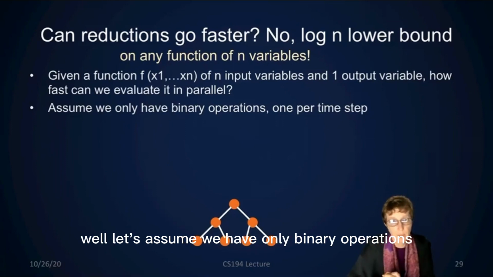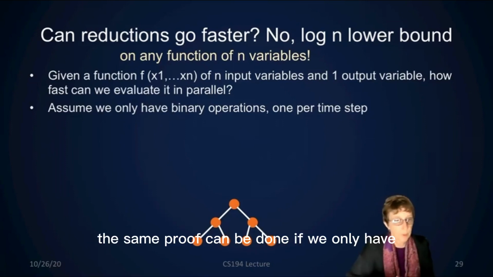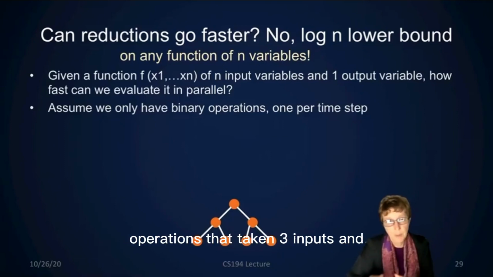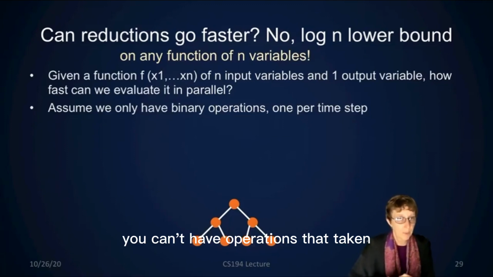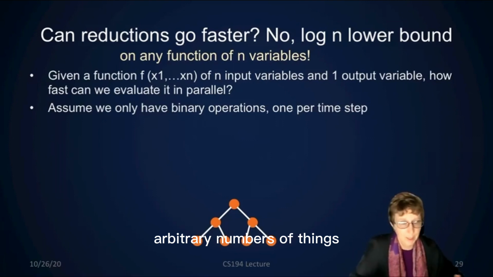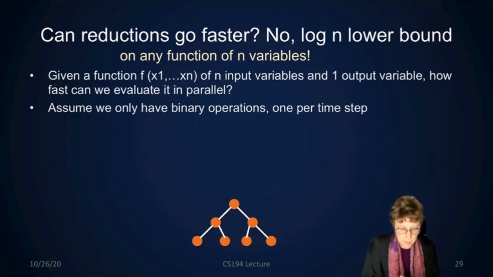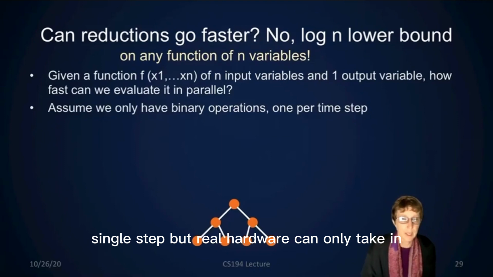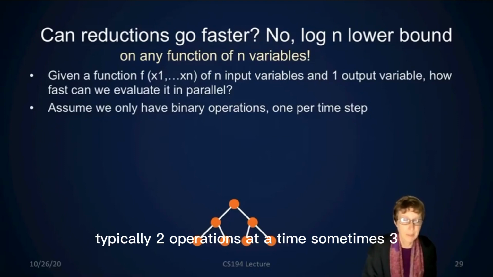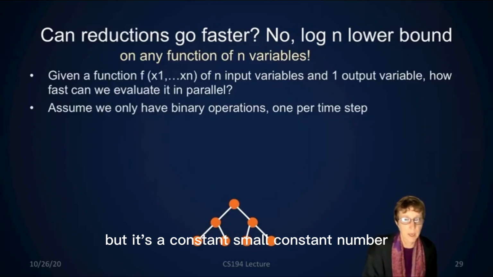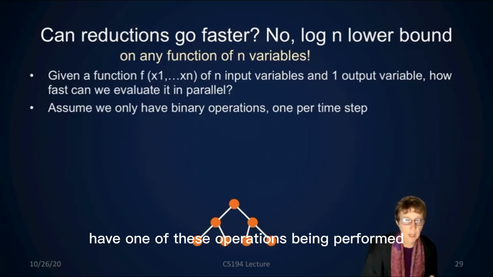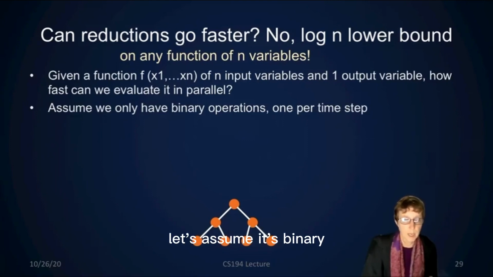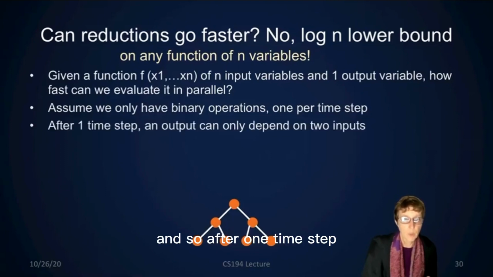Well, let's assume we have only binary operations. And by the way, the same proof can be done if we only have ternary operations, that is, operations that take in 3 inputs and can do something in a single step. You can't have operations that take in arbitrary numbers of things, because then we could execute that in a single step. But real hardware can only take in typically 2 operands at a time, sometimes 3. But it's a small constant number. And so in one time step, you can actually have one of these operations being performed. Let's assume it's binary. And so after one time step, we can get an output that depends on 2 of the input values.